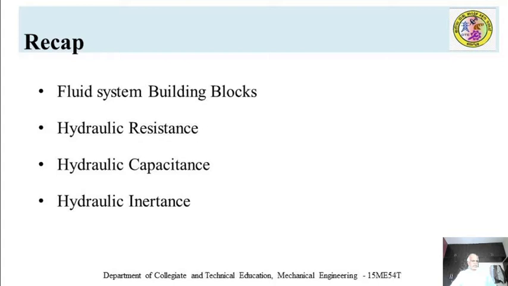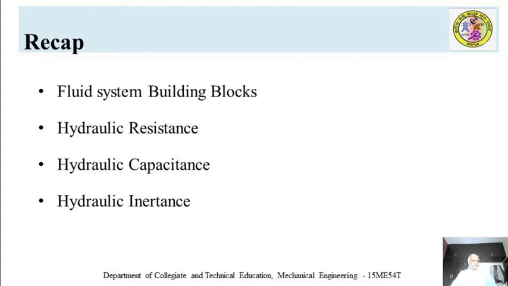Similarly, hydraulic capacitance is equal to A by rho G. C equals A by rho G. So it is a measure of pressure head of a hydraulic system.